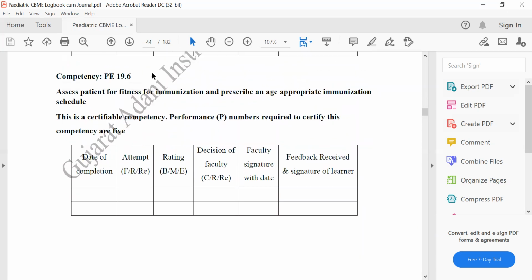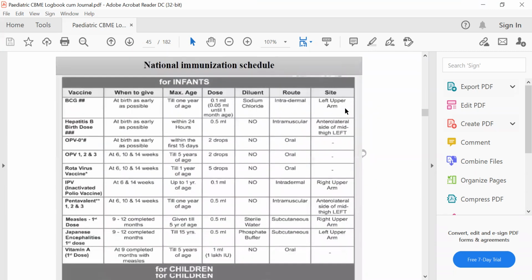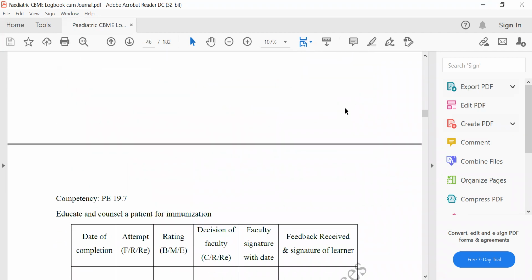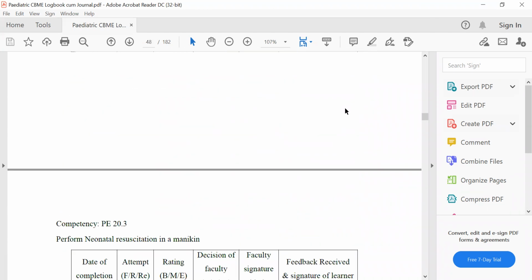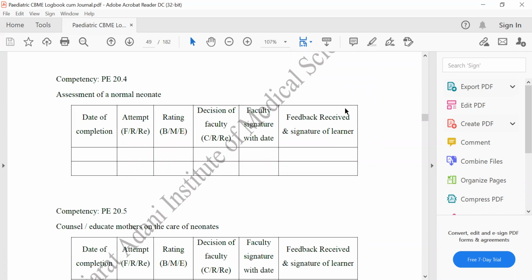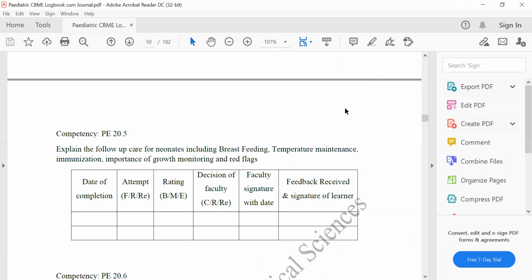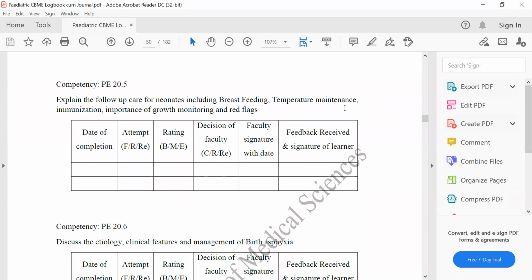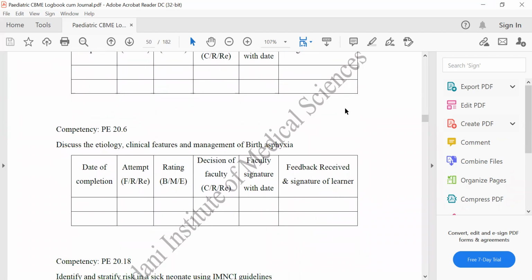So this is again a certifiable competency: assess the patient for fitness for immunization and prescribe an age appropriate immunization schedule. For this, I have mentioned the national immunization schedule, and this is the checklist for this. Similarly in phase 3 part 1, I have mentioned all these competencies about the normal neonate, because we generally cover the neonate in 6th semester. We teach the neonate in 6th semester. That's why all these competencies about the neonates I have mentioned in phase 3 part 1.